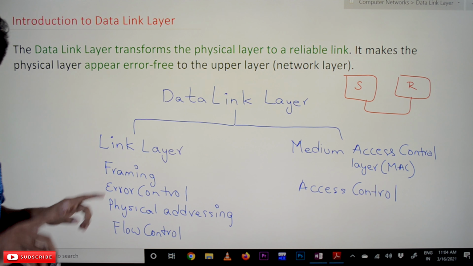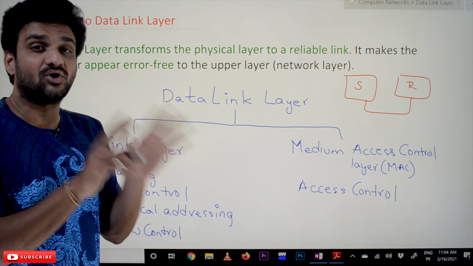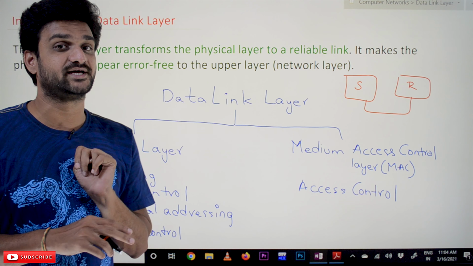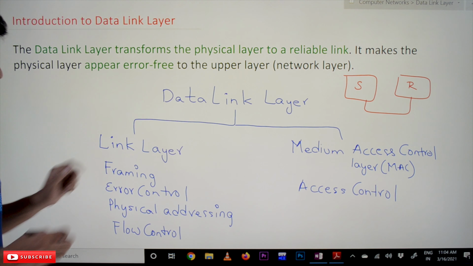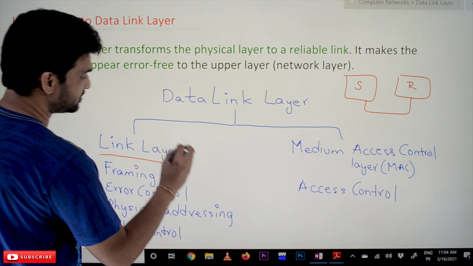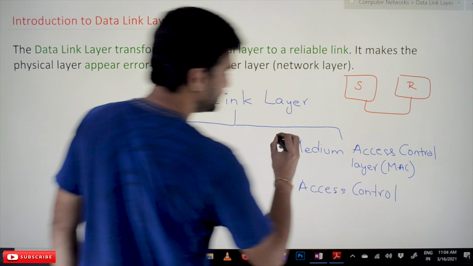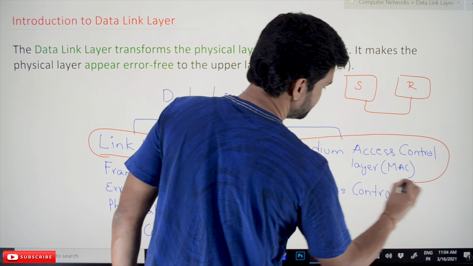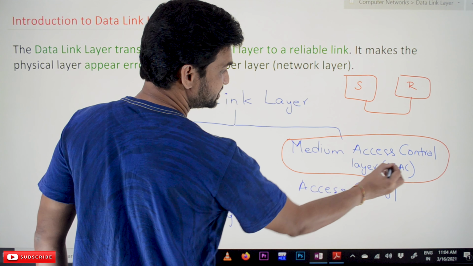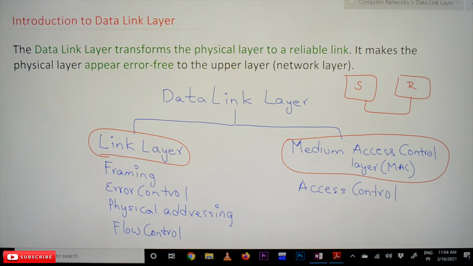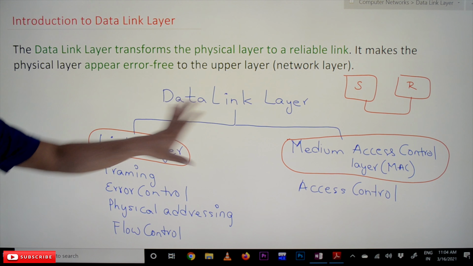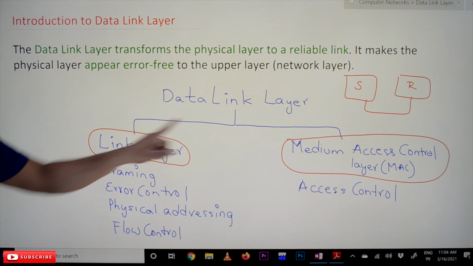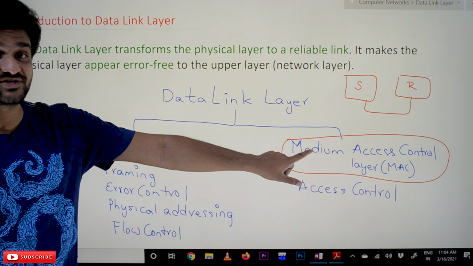The entire functionalities of the data link layer are broadly divided into two sub layers. The first sub layer of the data link layer is link layer, and the other layer is medium access control layer, which is also called as MAC layer. So the entire functionalities of the data link layer are broadly divided into two sub layers. One is link layer and the other one is medium access control layer.